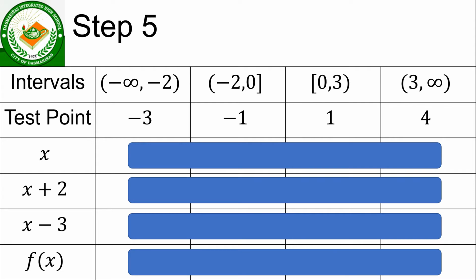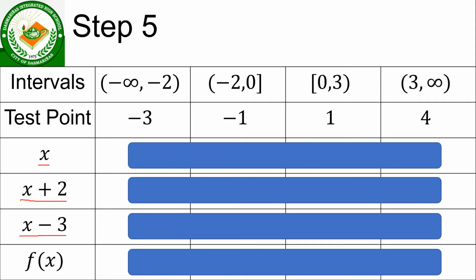So we have these test points: -3, -1, 1, and 4. These numbers fall between those intervals. So let us have this -3. By the way, x here is obtained from the numerator, and x plus 2 and x minus 3 are from the denominator.